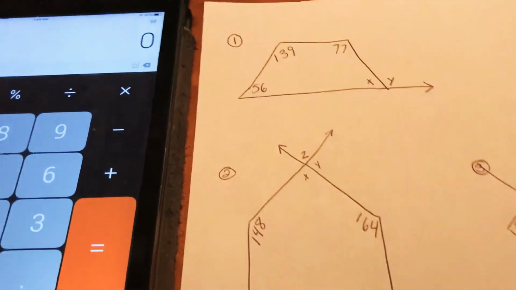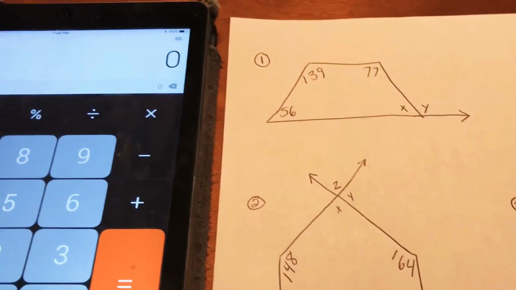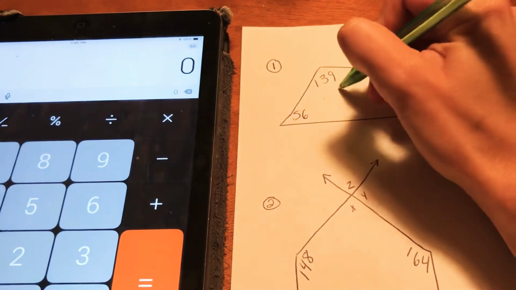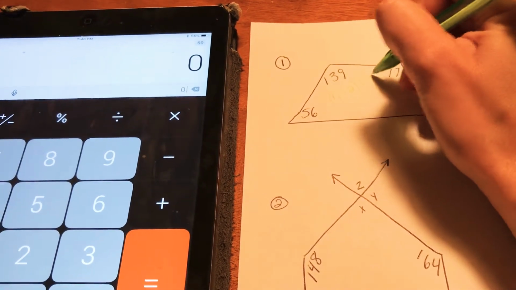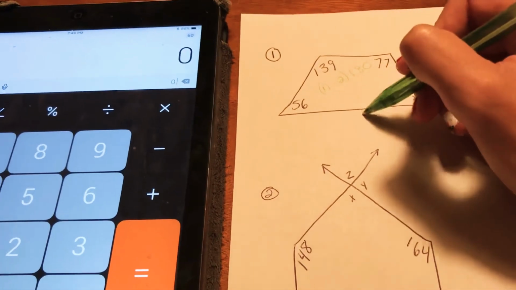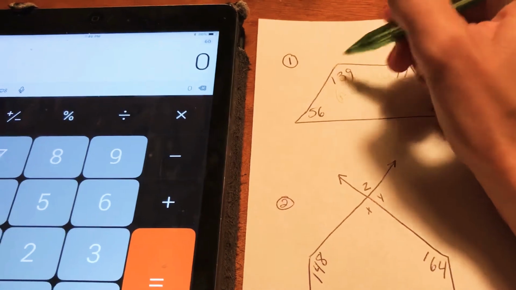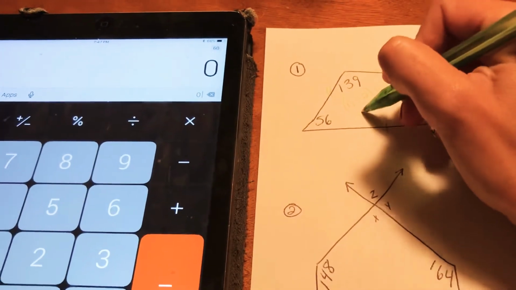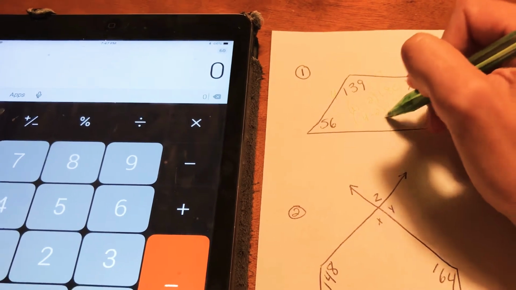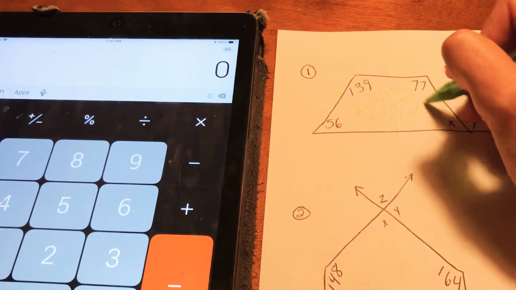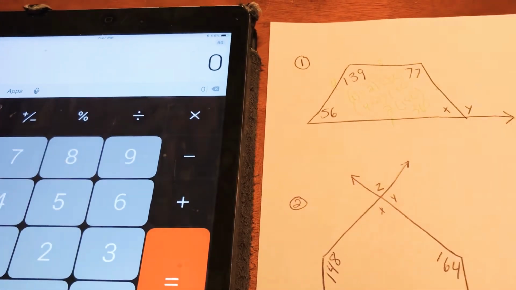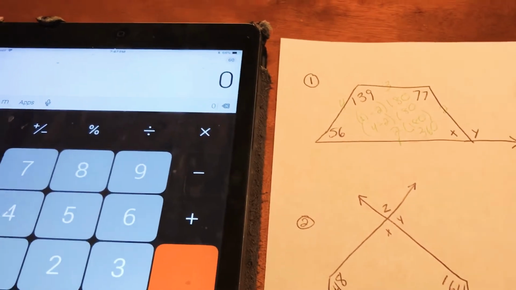The first thing that we have to do is figure out what the sum of the interior angles would be. So to do that, the formula that you had was n minus 2 times 180. So this shape, there's 1, 2, 3, 4 sides. So I have 4 minus 2 times 180. 4 minus 2 is 2, times 180 gives us 360. So this whole shape, the 4 angles inside, are going to add up to 360 degrees.